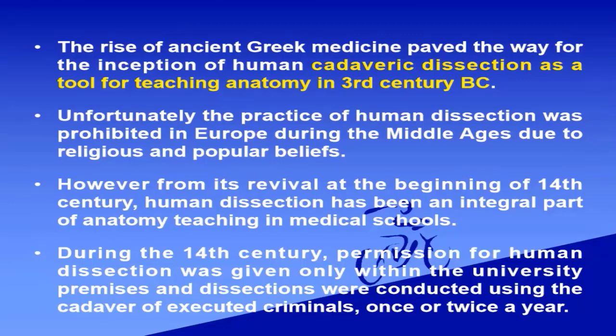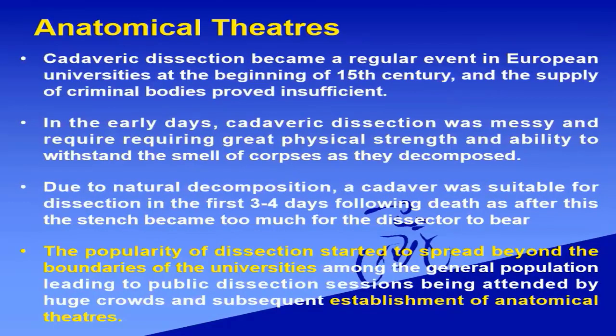During the 14th century, permission for human dissection was given only within the university premises, and dissections were conducted using the cadavers of executed criminals once or twice a year. This gave rise to what we now refer to as anatomical theaters. Dissection became a regular event in European universities at the beginning of the 15th century, and the supply of criminal bodies proved insufficient.